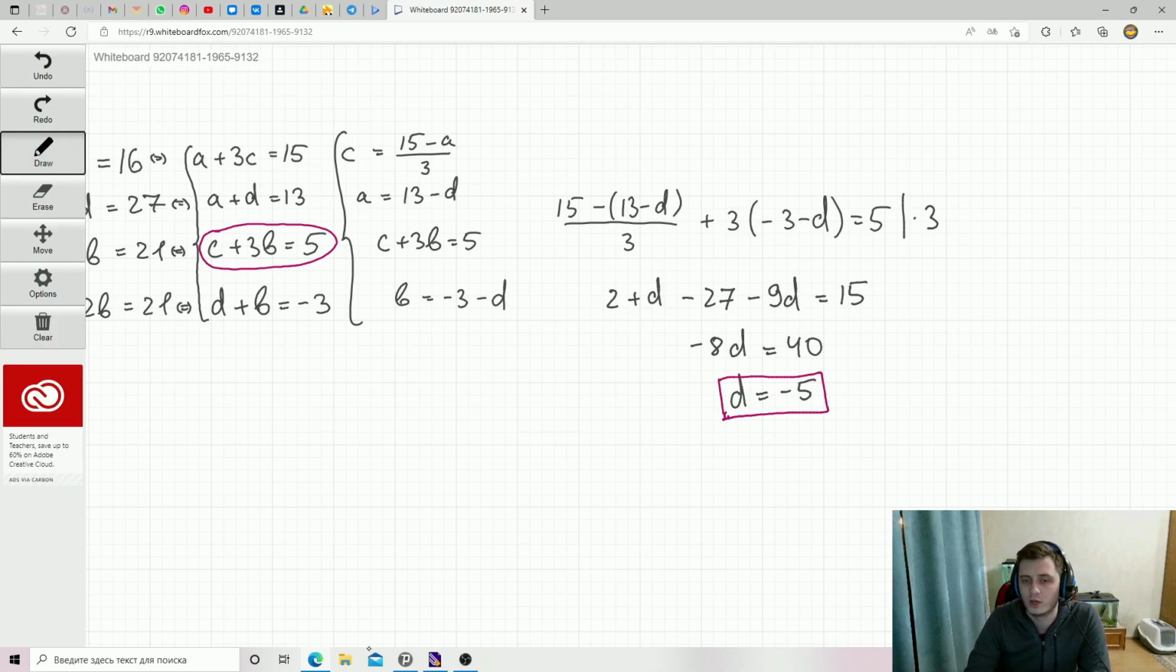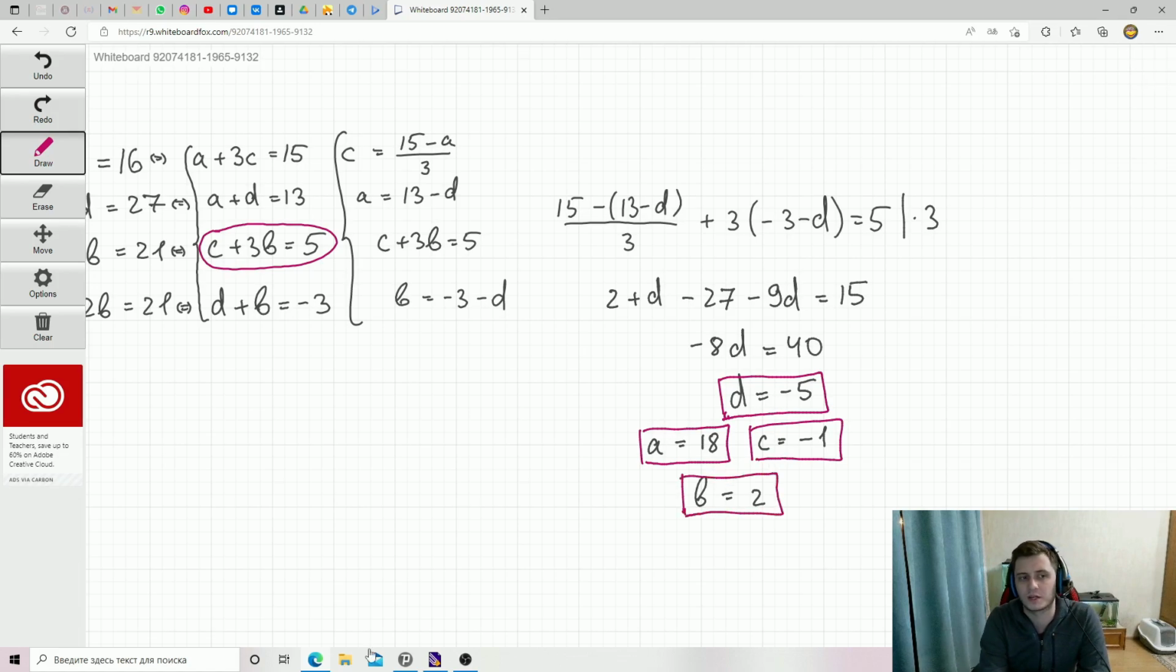Well, let's find a right after that, because a is 13 minus d, 13 minus minus 5 is 18. With the help of a, we will immediately find c. 15 minus 18 is minus 3, divided by 3 is minus 1. Well, we'll find b. Minus 3 minus minus 5 is 2. Actually, we found the key, let's say, the change parameter or the difference of the arithmetic progression for several columns and rows.